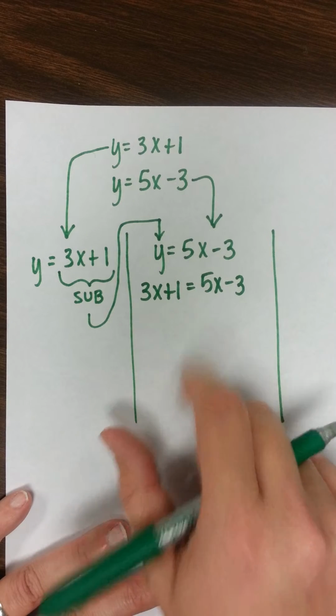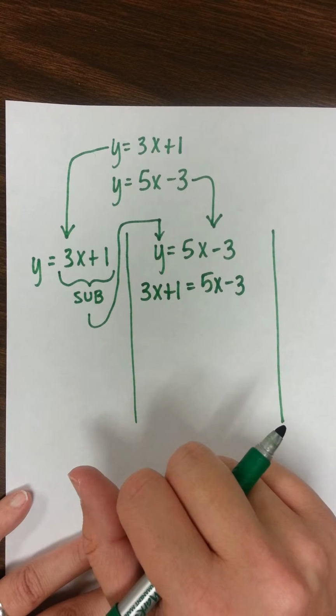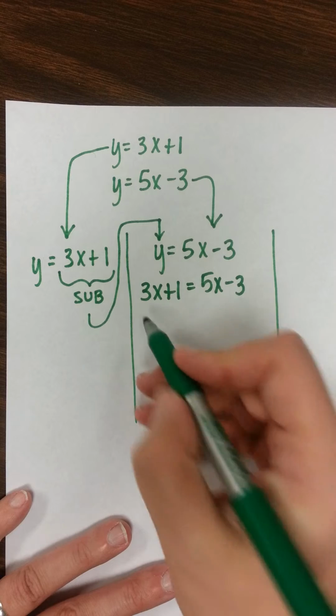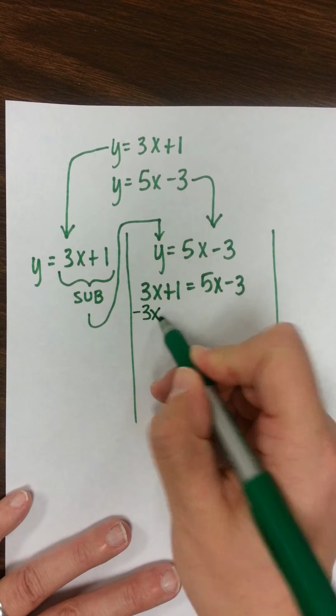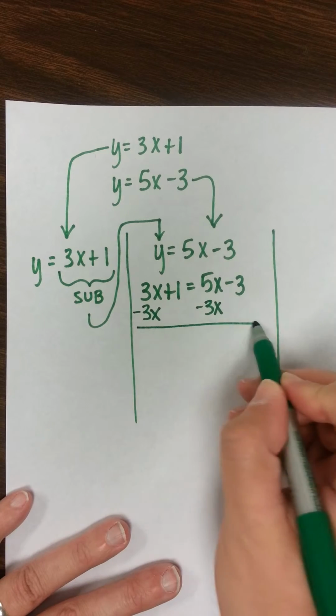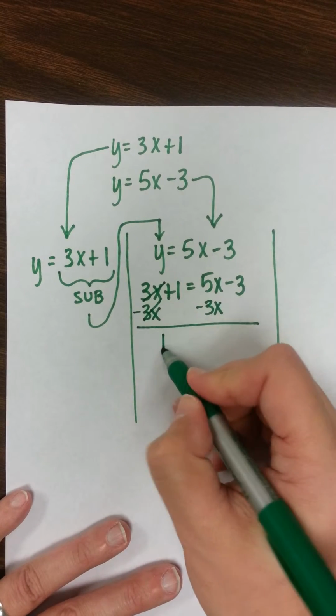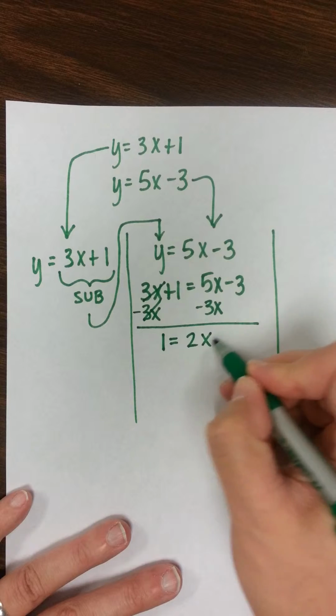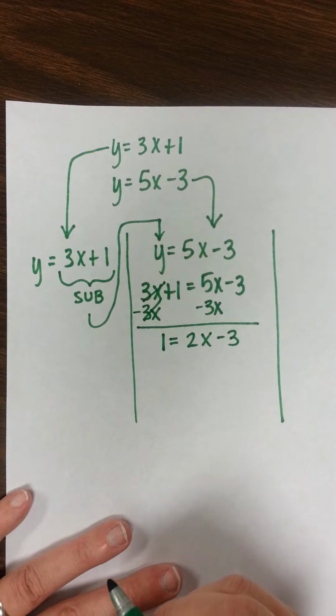I do have variables on both sides, so I need to add the opposite of one of them to both of them. So I'm going to pick the 3x. Its opposite would be negative 3x. So I add that to both of them, leaving me 1 equals 2x minus 3.